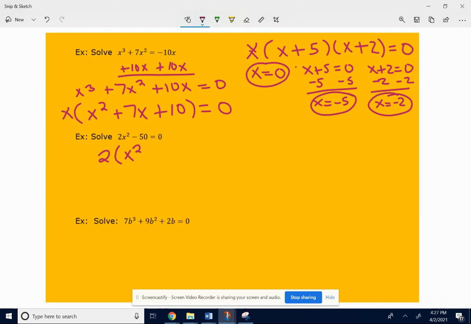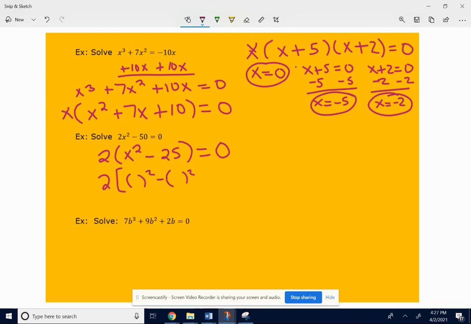2 divided by 2 goes away. Well, I mean, it's 1. 50 divided by 2 is 25. So I have 2 times x squared minus 25 equals 0. Okay, continue factoring. I have a binomial right there.